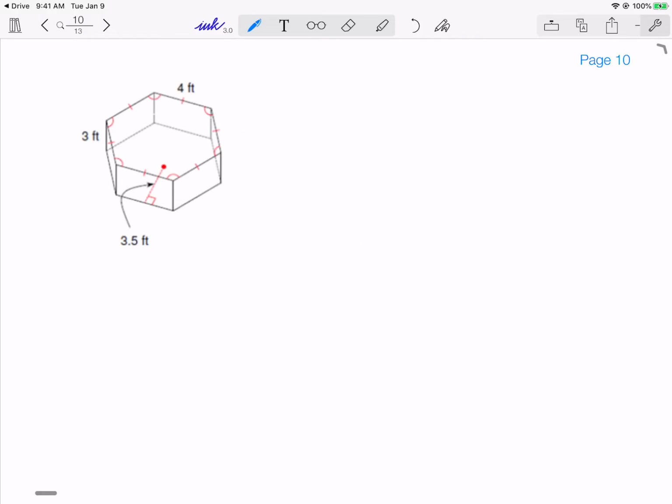All right, now we got a little bit of a different one. We've got another hexagonal prism. We've got a 6-sided figure on top, and that is also on the bottom. So the key here is to figure out what the height is. How far apart are those two hexagonal bases? They're 3 feet apart. So there's my H.